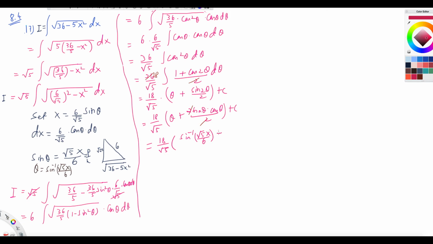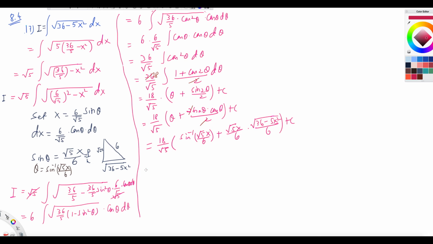That is theta plus, what is sine theta? Sine theta is basically root 5x over 6, right? So root 5x over 6 times, what is cosine theta? Is base over the hypotenuse. That is root under 36 minus 5x squared over 6 plus c, right?